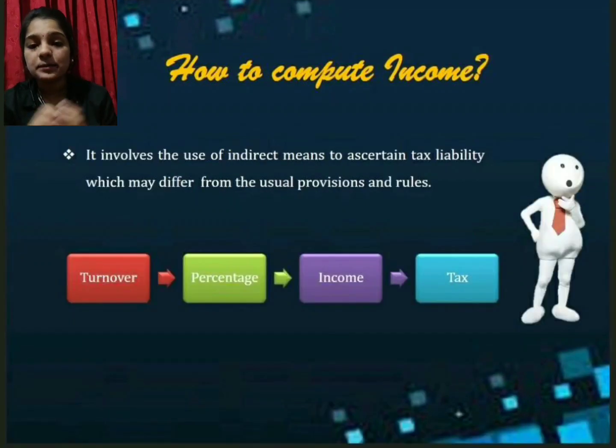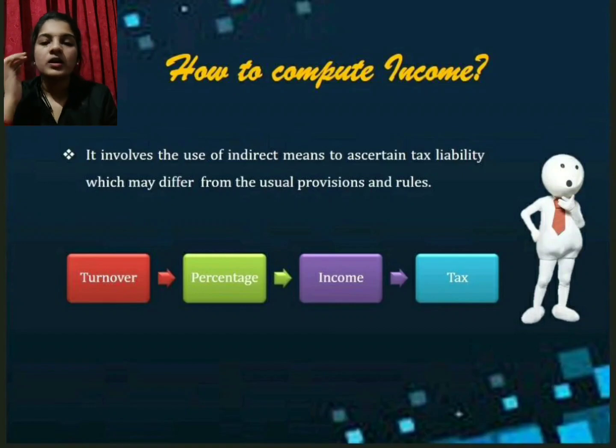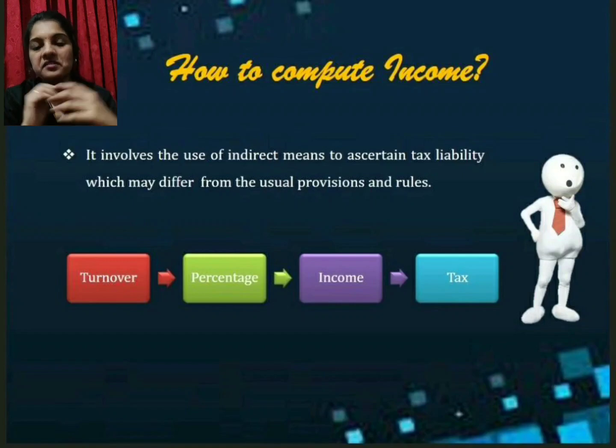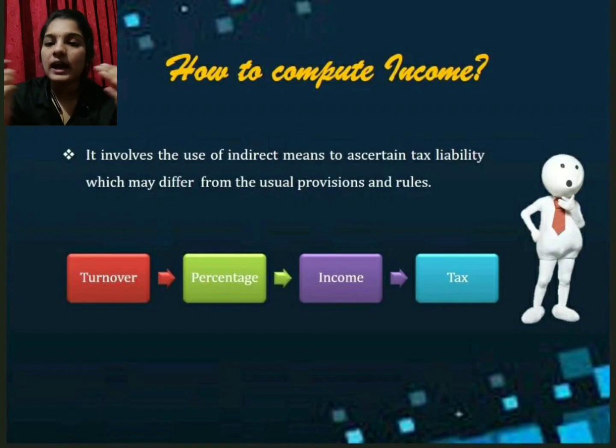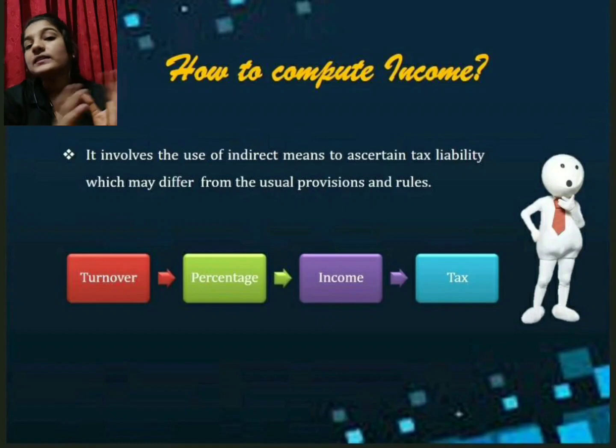So, what is the concept of presumptive taxation? How is income computed under presumptive taxation? It is a very simple method where the tax liability is computed on the presumed income, not on the actual income. That is, the total turnover or total sales of the SSE is taken and a prescribed percentage is applied on it. From that, we arrive at a presumed income, and the tax liability will be computed on such presumed income. Unlike the normal income tax provisions, it is a very simple method which is very useful to small taxpayers.